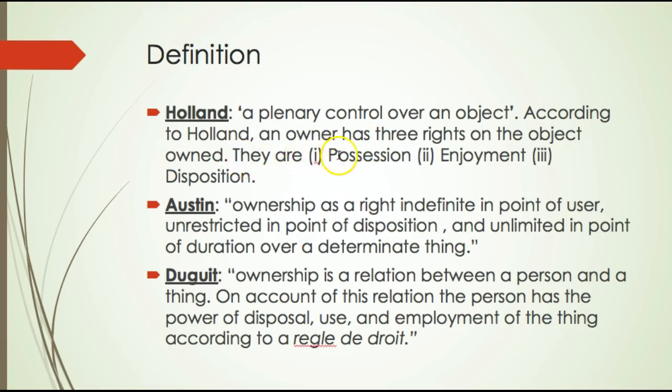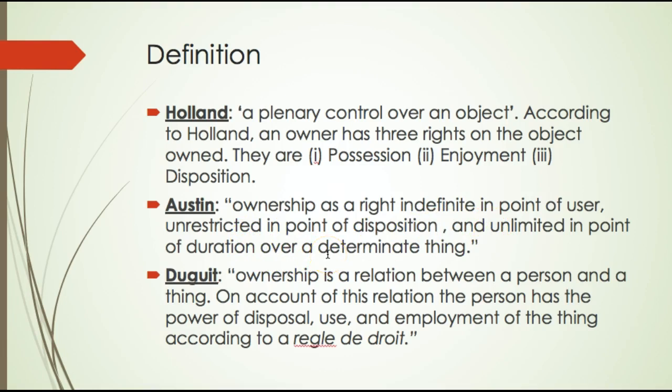According to Holland, an owner has three rights over the object that they own. First one is possession, because the object belongs to them, so they can possess it. Also they can enjoy using it, the right to use, as well as the right to dispose of the item. And according to Holland, ownership is a right indefinite in point of user, meaning you can use it forever, unrestricted in point of disposition, meaning you can dispose of it, and unlimited in time of duration over a determinate thing.